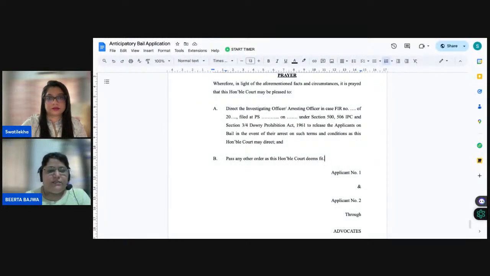On such terms and conditions. Then you also have interim protection under the anticipatory bail under section 438. What do you mean by interim protection? Whenever you file an anticipatory bail application, of course, the application is going to take time for hearing. So you need to be protected till the time your anticipatory bail application is heard. That is called interim protection.